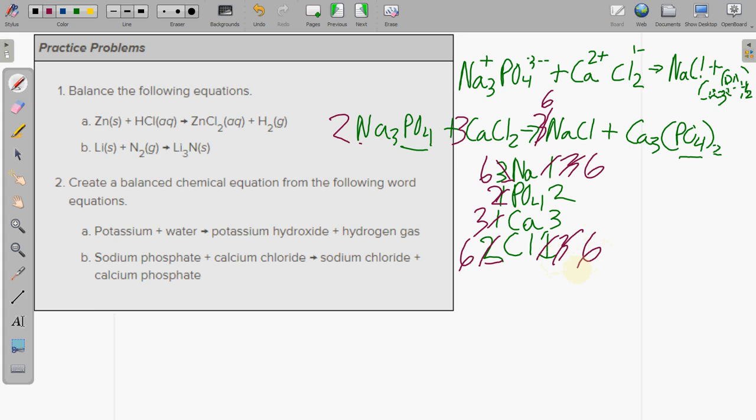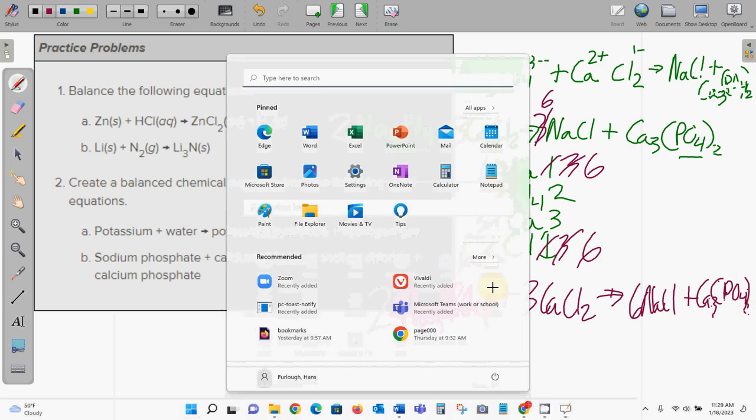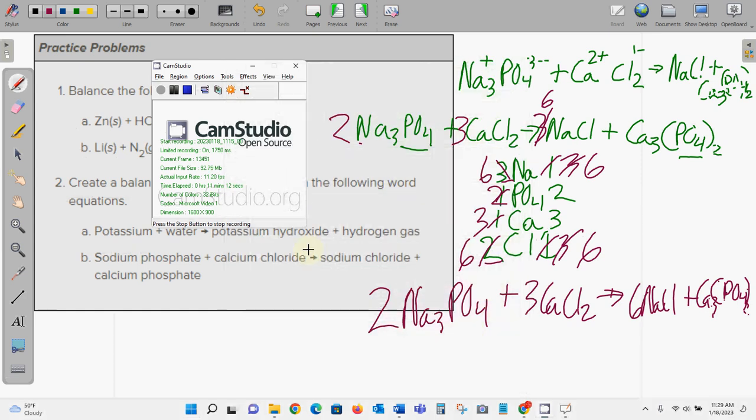So we would just rewrite it. 2Na3PO4 plus 3CaCl2 produces 6NaCl plus Ca3(PO4)2. All right. That's how you do those practice problems. I'll see you in class.